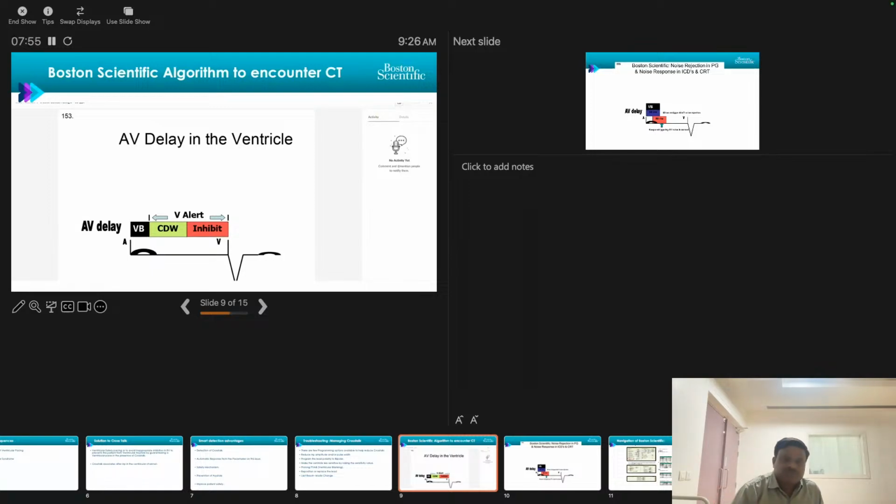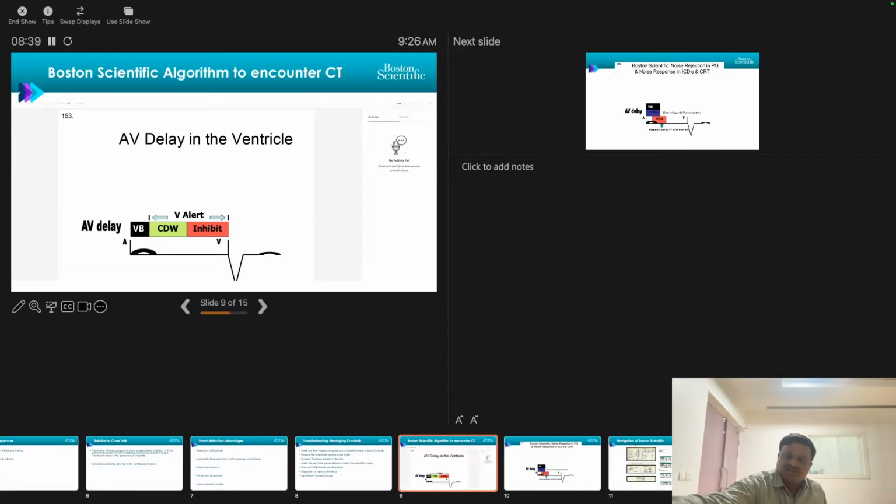I will take you through the Boston Scientific algorithm for how to counter crosstalk. Different companies have different mechanisms. The majority of companies have a fixed AV delay, and after that particular AV delay expires, the device will pace. With Boston Scientific, once the atrial pacing is initiated, the ventricular blanking period will occur. After the ventricular blanking period, it will look for the cross detection window. That means: is there anything I am able to see from the other channel?